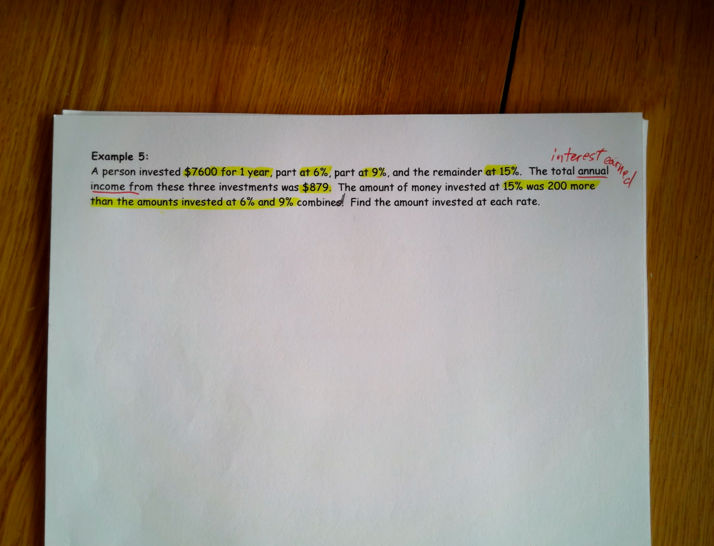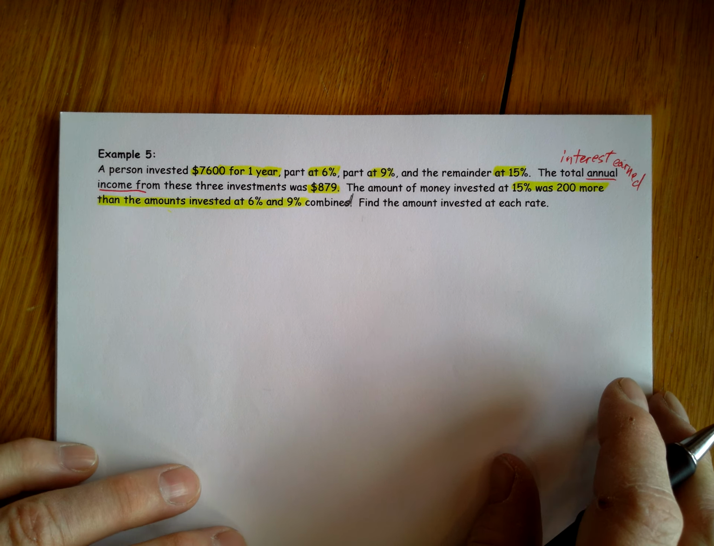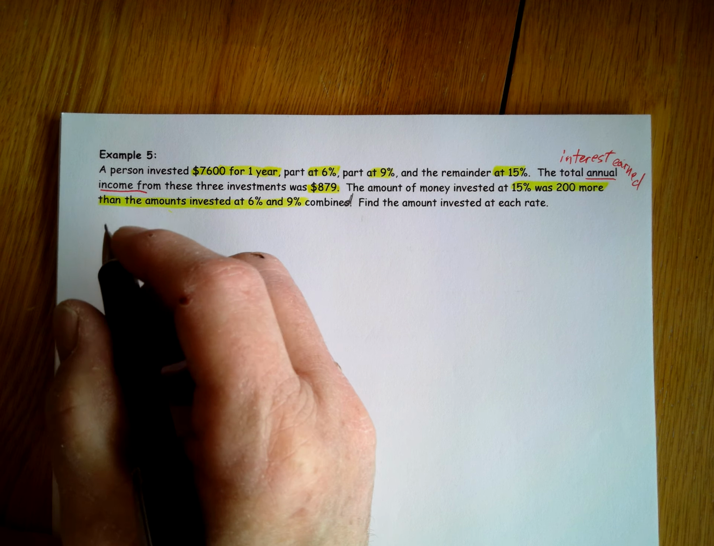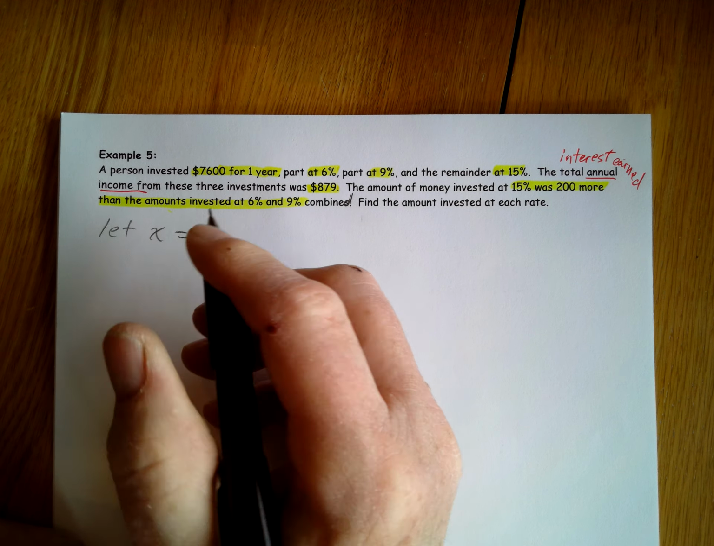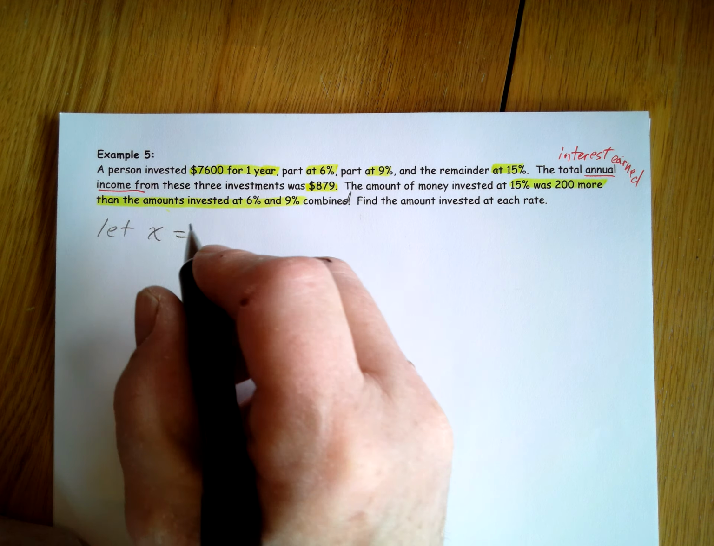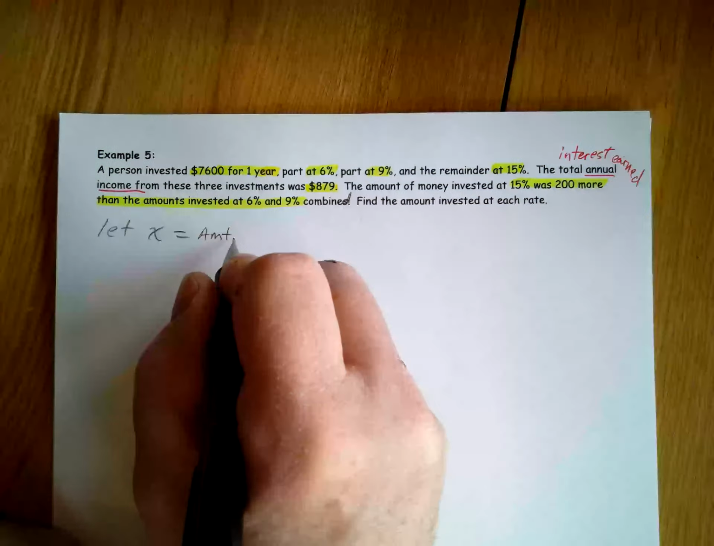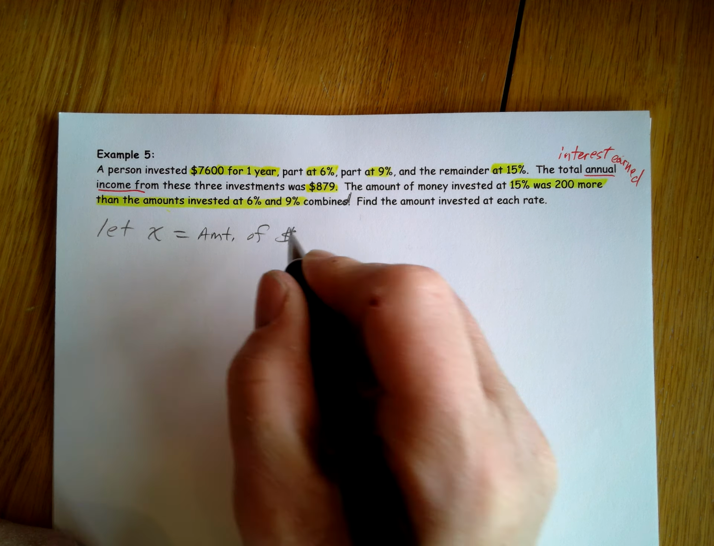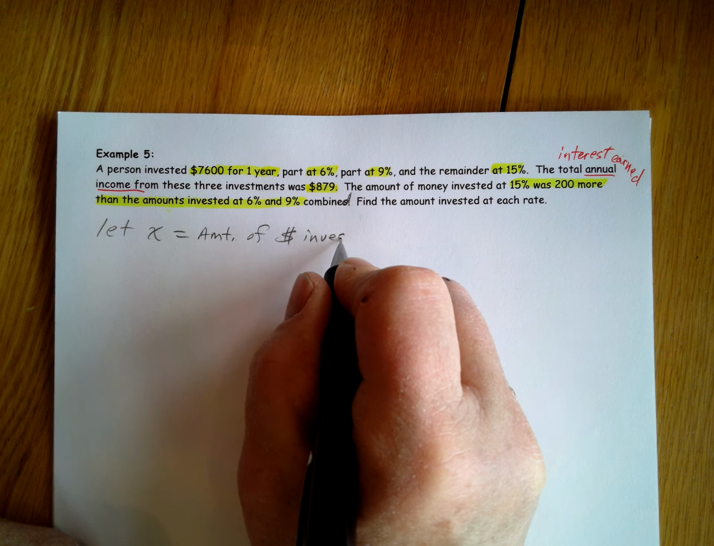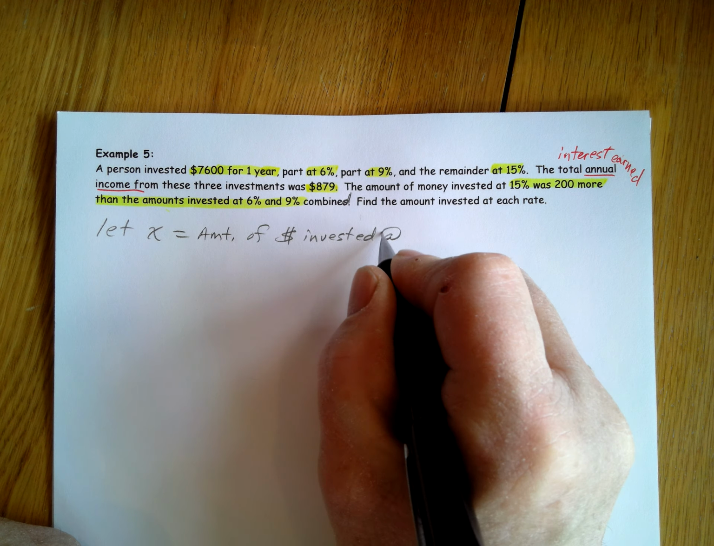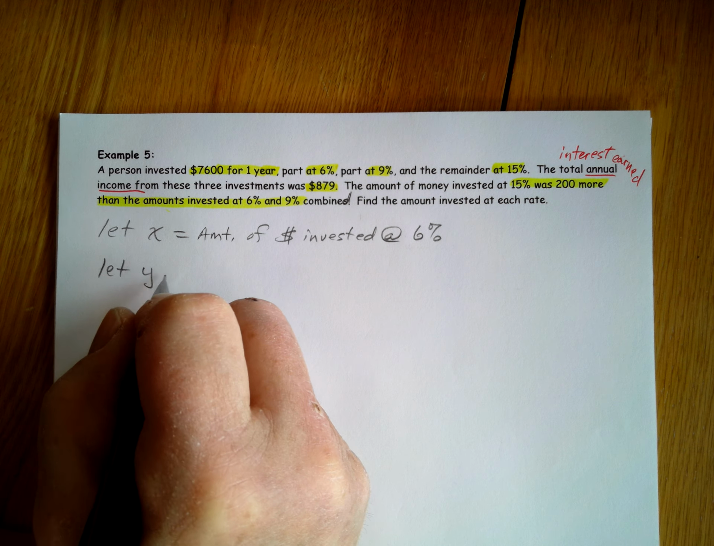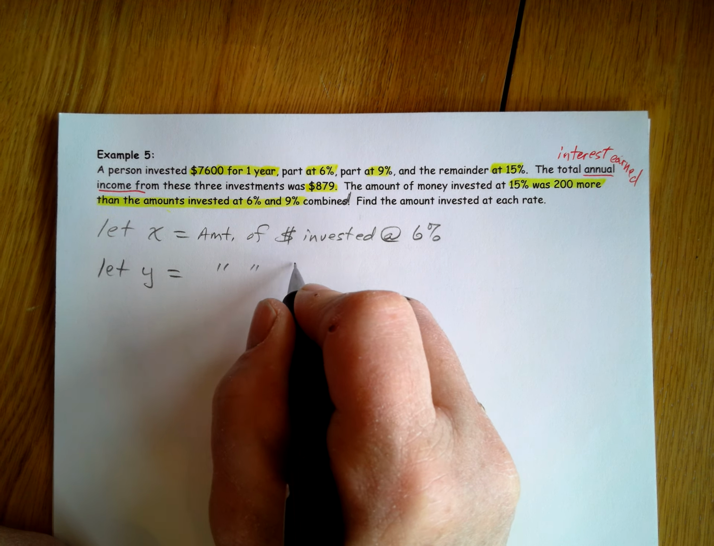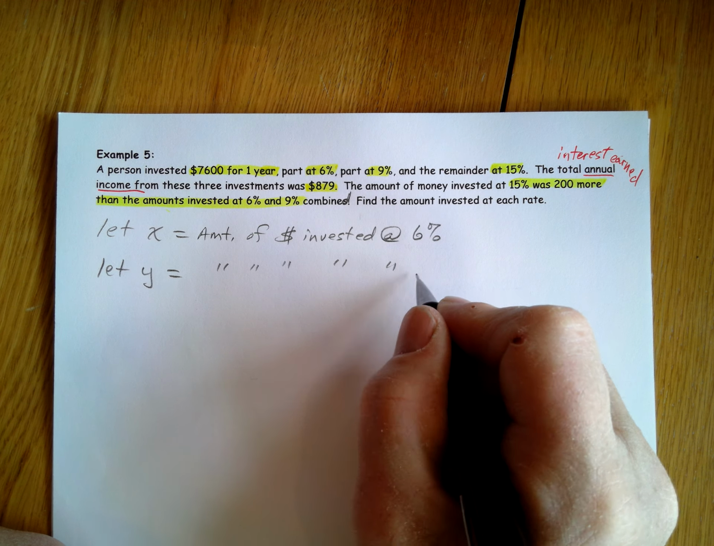All right. Well, what do we do first? We define our variables clearly. So guess what? They're all gonna look the same, pretty much. Let X equal the amount of money invested at 6%, okay? We're gonna let Y equal, and you're gonna say ditto, the amount of money invested at 9%, okay?